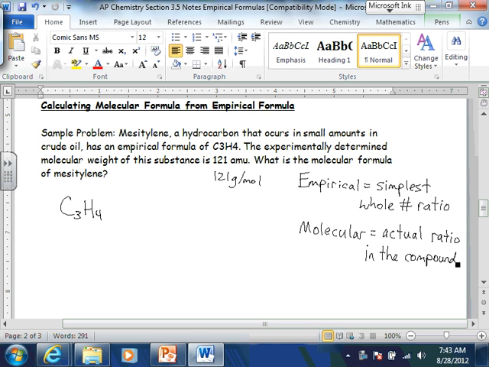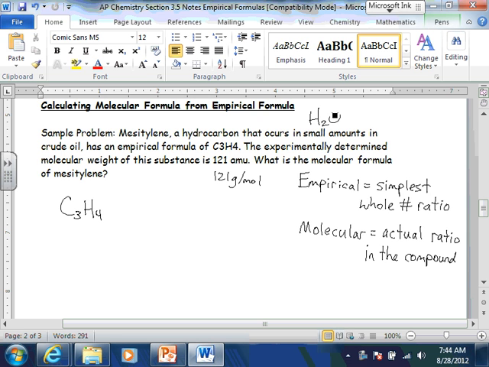Now, the molecular formula could be the same as the empirical formula. Because, for example, H2O, okay, that is a molecular formula, because that is actually the formula for water. There are 2 hydrogens for every 1 oxygen in water. But it's also an empirical formula because you can't reduce that any further. That is the simplest whole number ratio of those 2 things, okay?